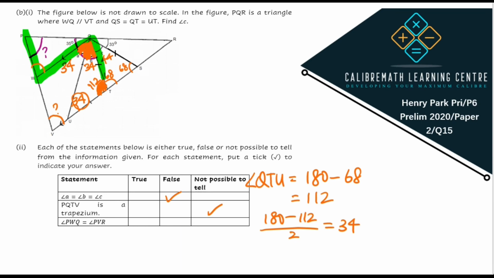And now for the last statement, the question wants you to determine if this angle PWQ and PVR are equivalent to each other. Now, we know that these two lines here are parallel to each other because it was given to be so. And if you use the correct alphabet, the inverted F, you will be able to prove that two angles are equivalent to each other. So this statement here is true.